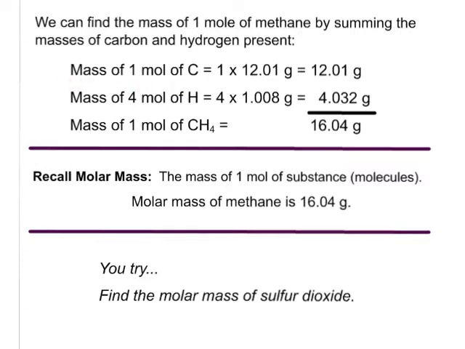So the mass of 1 mole of carbon is 1 times 12.01 grams. And that's our answer. The mass of our 4 moles of hydrogen in methane would be 4 times 1.008 grams, straight off the periodic table right there, okay? That gives us this number. Now we're going to sum them all up. The mass of 1 mole of methane is 16.04 grams.